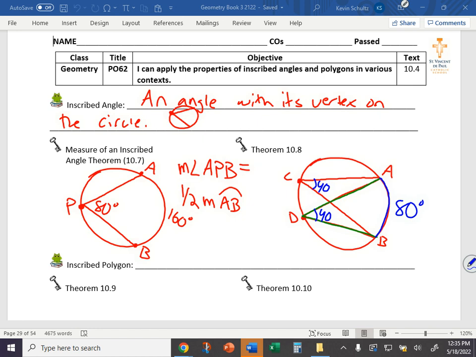Questions so far? Yes? The triangles themselves, like these here. Yeah, the triangles that it creates. Interesting. Would those triangles be congruent or not? How could we prove it? What would we need? We would need either side, side, side, side, angle, angle, or angle, angle, side.